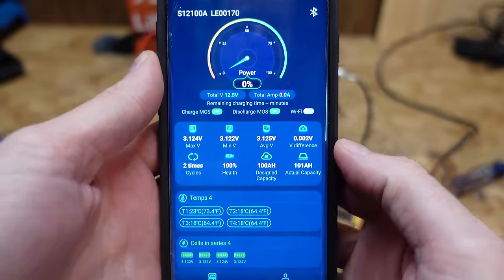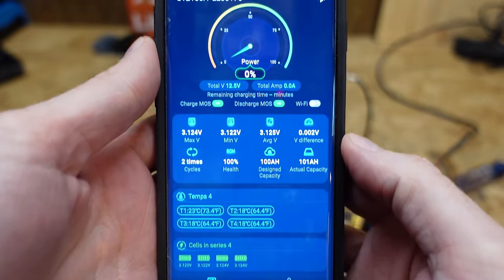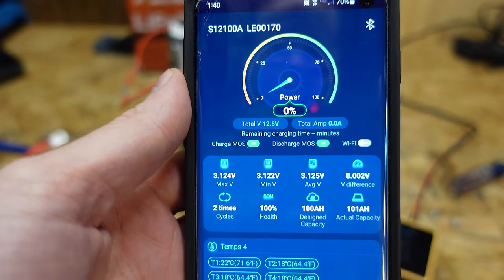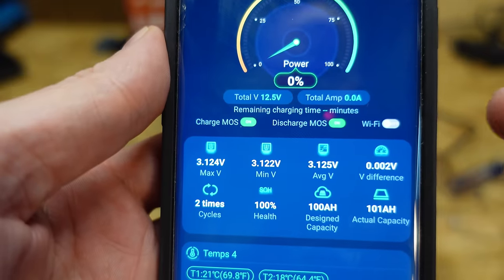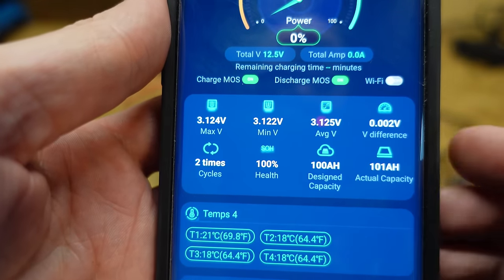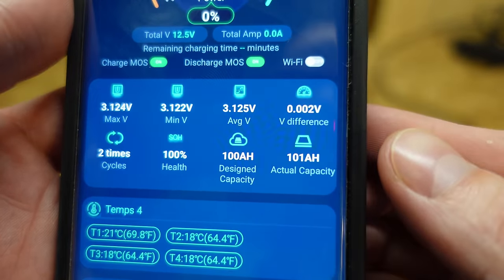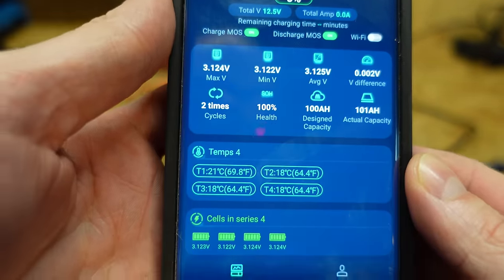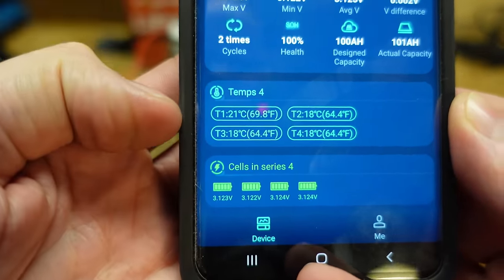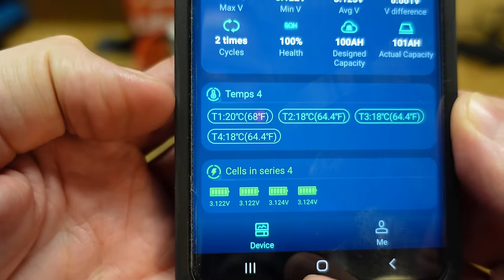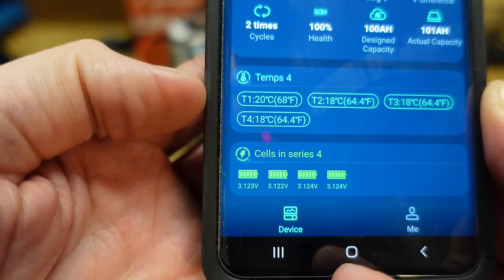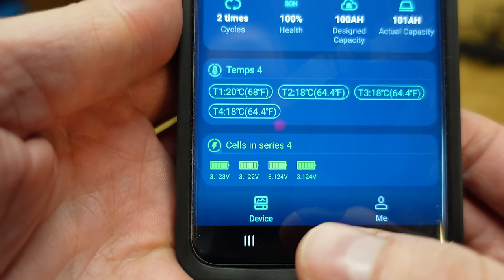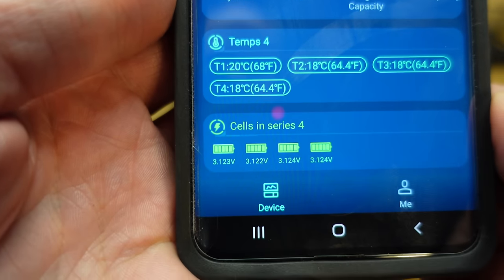Taking a look at the Bluetooth app, it looks near identical to the Epoch Batteries app, which makes sense since RoyPow manufactured that battery as well. We have the same information: the voltage, amperage, design capacity is 100 amp hours, and you can see the actual capacity is 101 amp hours, which again matches what we tested with our discharge test. We see a report for 4 of 6 temperature sensors. Again, you cannot check the two on the terminal studs in the app, but we did note that they do work. Additionally, we see the voltage of each individual cell there.